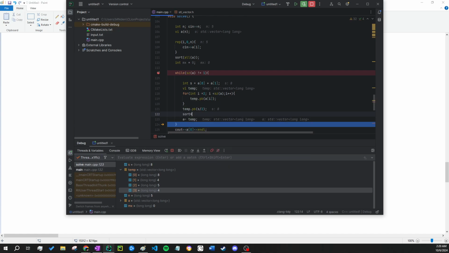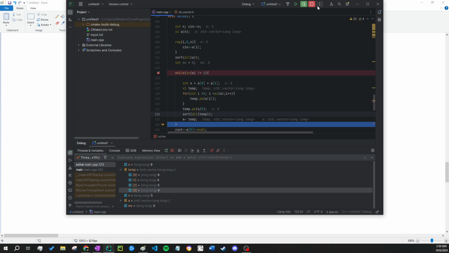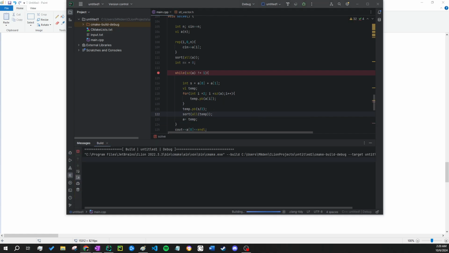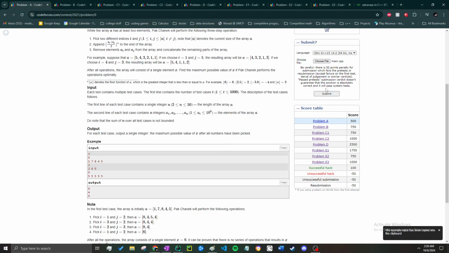Since n equals 50, we can just do the brute force solution. Let's try one more time. There we go. Alright, let's go. Solved it. Let's check it out. Alright, let's go.